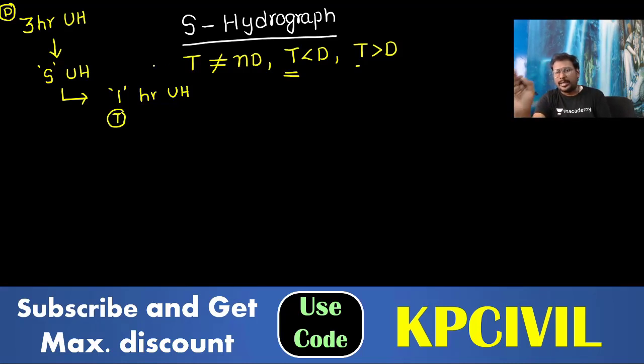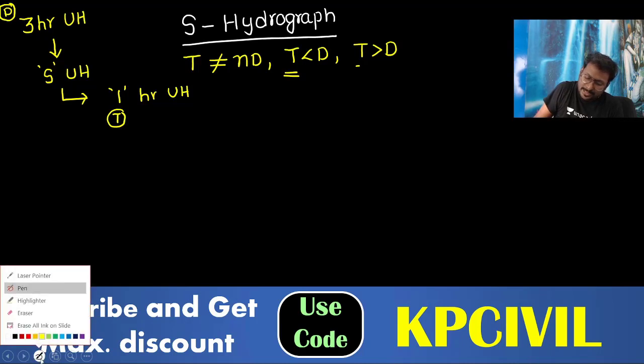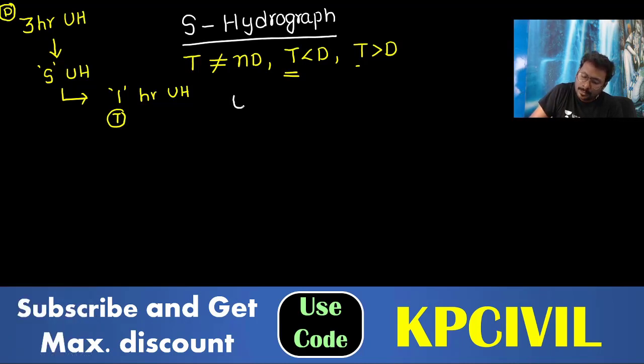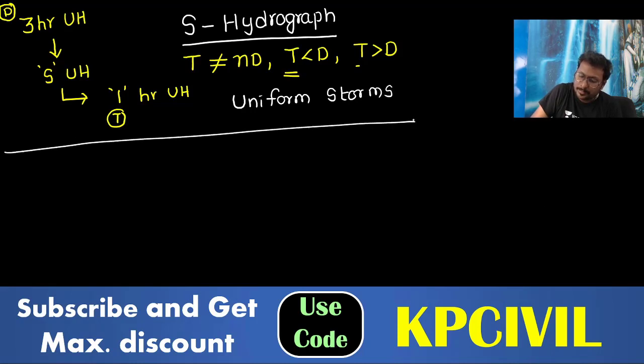T not equal to ND, T less than D, T greater than D, for any kind of circumstances, the S hydrograph can be applicable. But what is the condition? For uniform depth only. Applicable for uniform storms only. I will write down the definition for the S hydrograph.